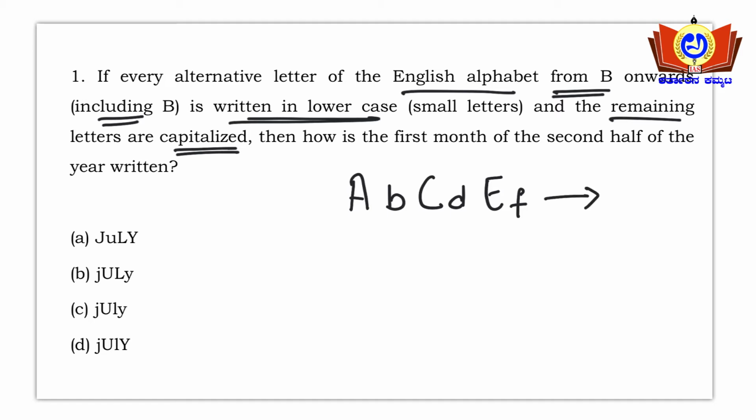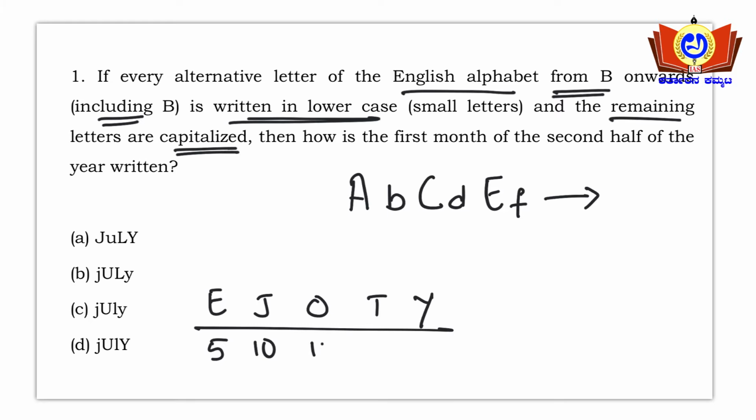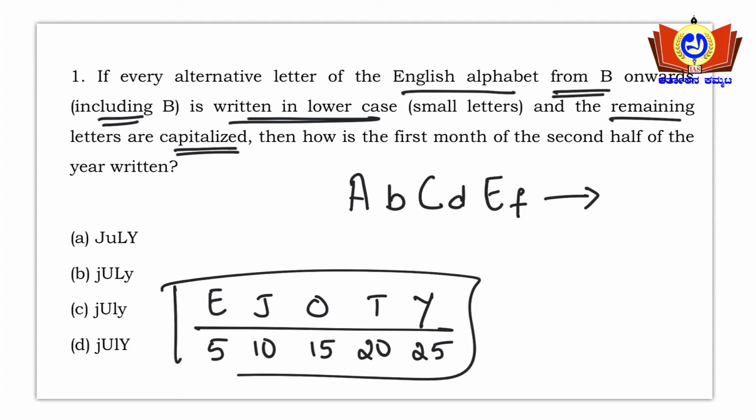In the previous video I told you to remember a trick: E J O T Y. E is in 5th position, J 10th, O 15th, T 20th, and Y 25th position. You need to remember this for faster calculation.